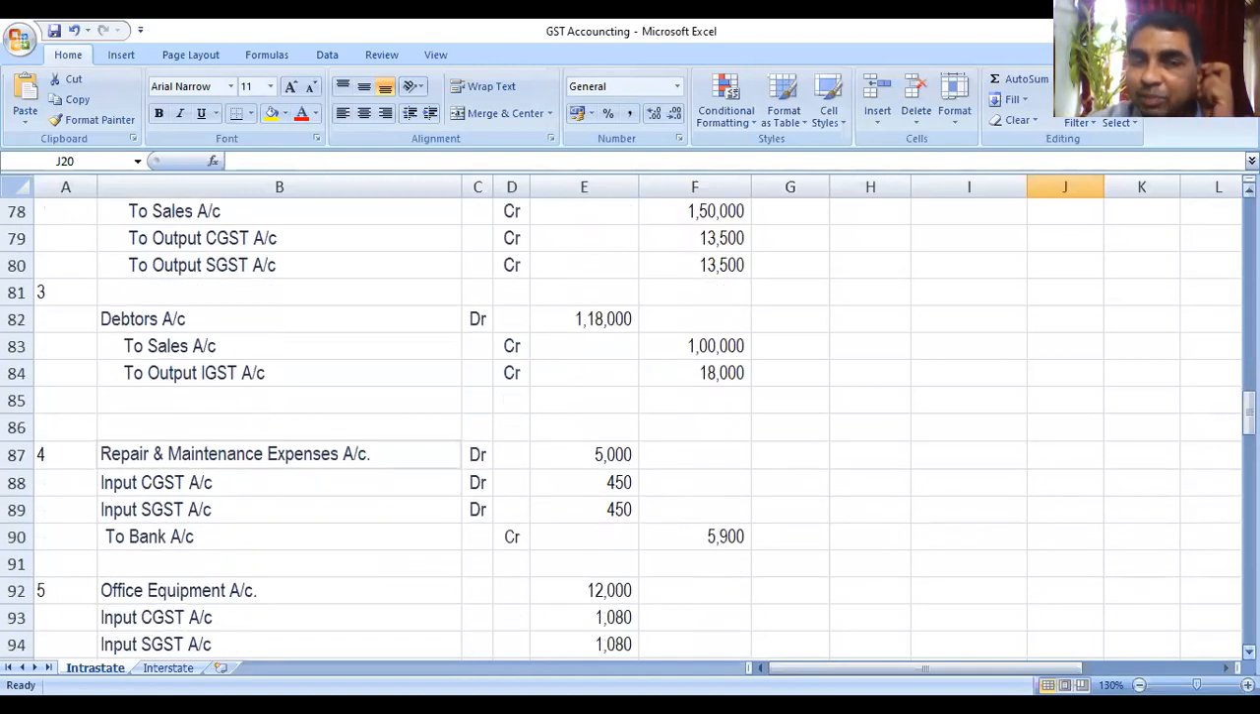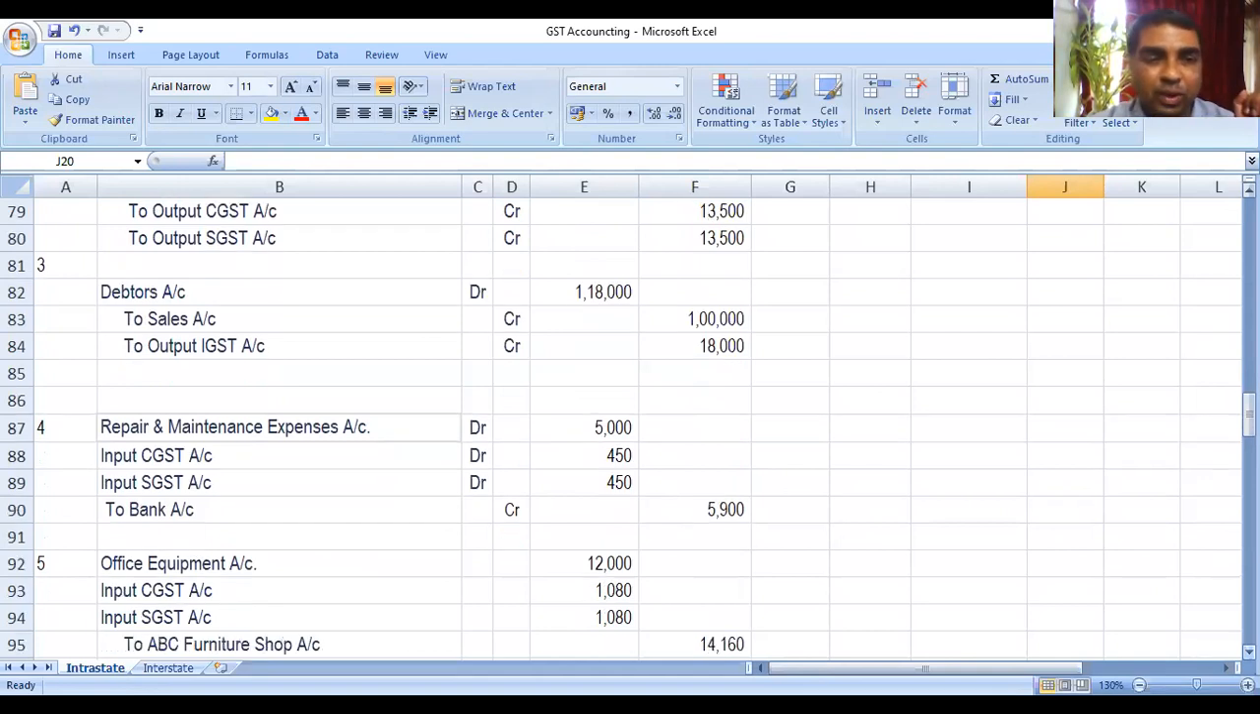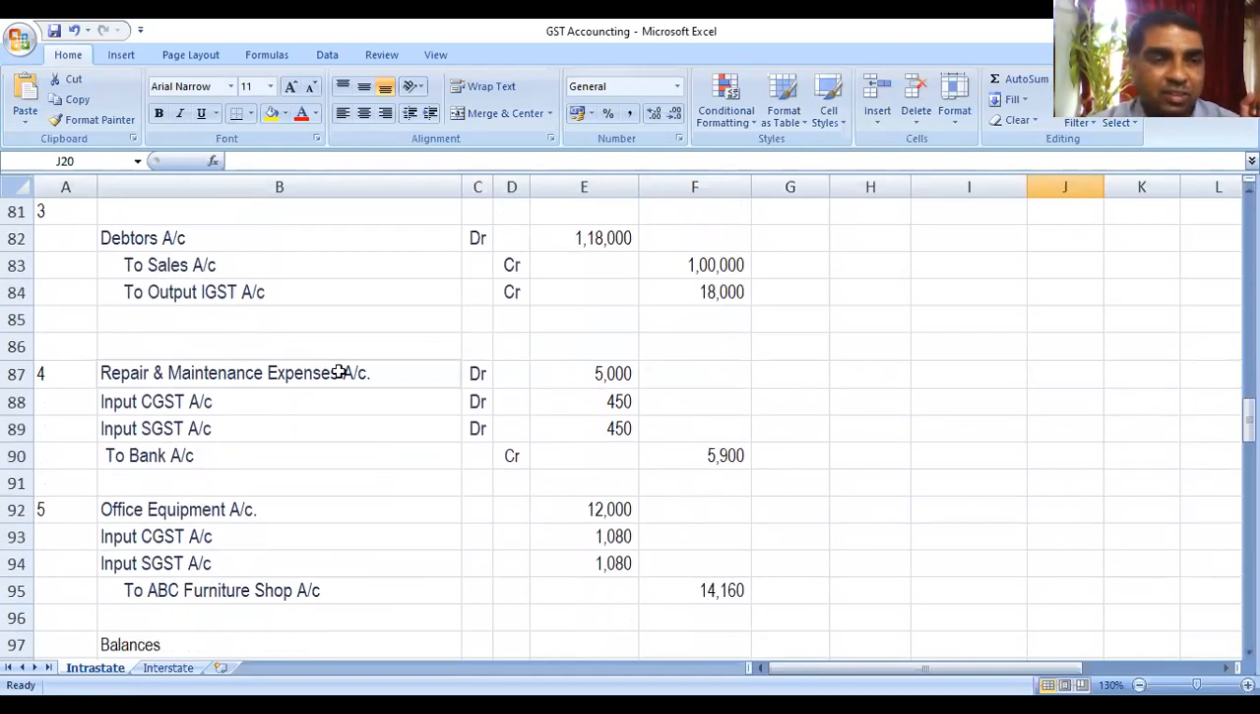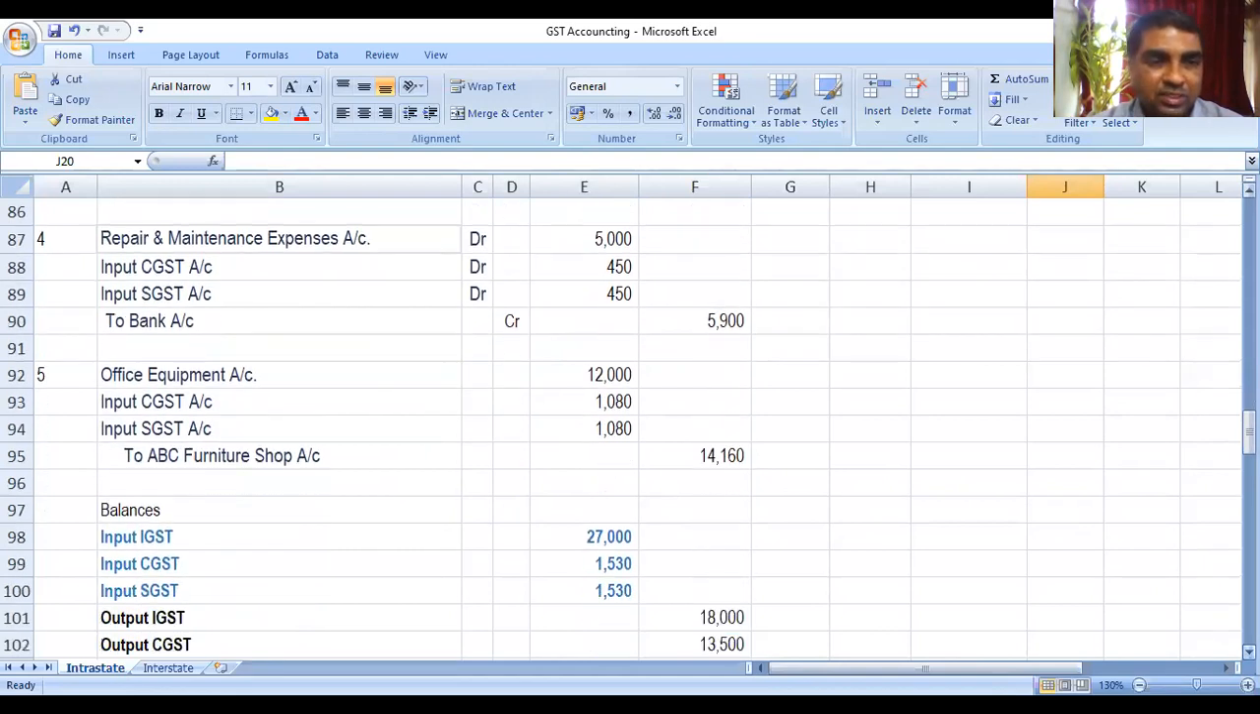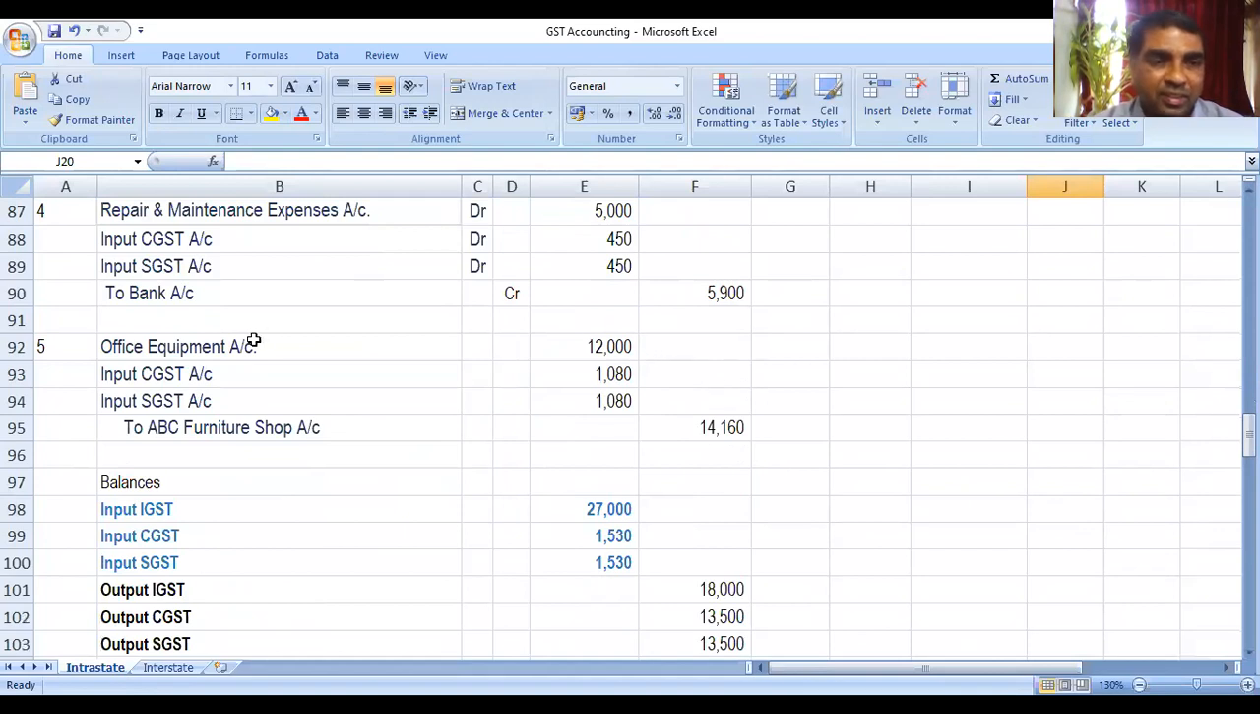Then repair and maintenance expenditure. The usual entry, since this expenditure has been incurred locally: repair and maintenance expenditure debit. We also recognize input CGST ITC and input SGST ITC. Both the amounts are debited and bank account is credited. It is paid. Some capital asset is purchased, so asset account debit, input CGST account debit, input SGST account debit, and the supplier's account is credited. This is a simple thing, right? Up to this, I don't think there will be any issue.